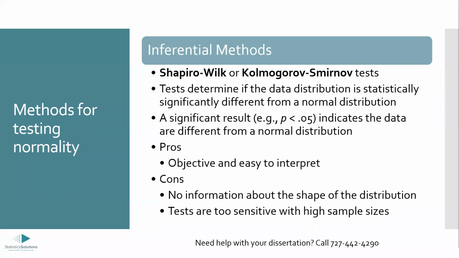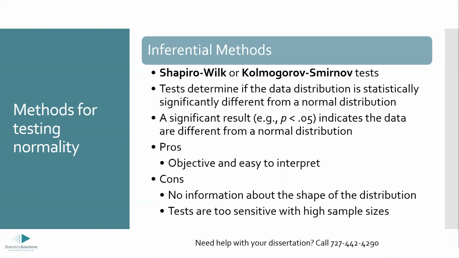So now that we know what normality is and why normality is important for our statistical testing, let's talk about the different methods that we can use to actually test for normality. And first, we'll talk about inferential methods. What we mean by inferential methods is that these are methods that use an actual significance test to determine if the data are statistically significantly different from normal. And the most common inferential tests that we have to do this are the Shapiro-Wilk and the Kolmogorov-Smirnov tests.